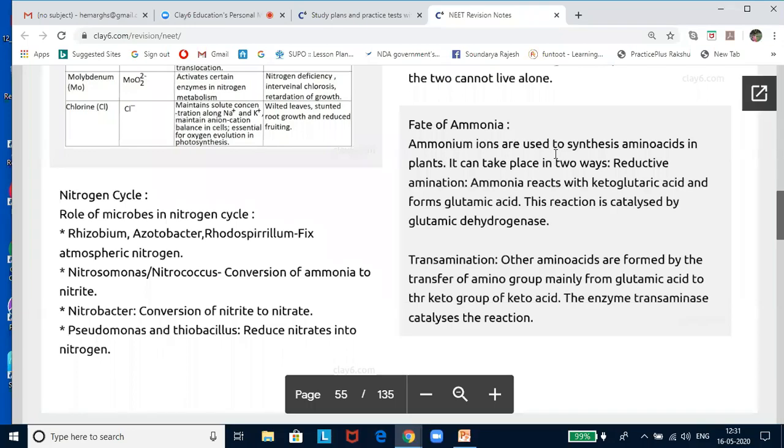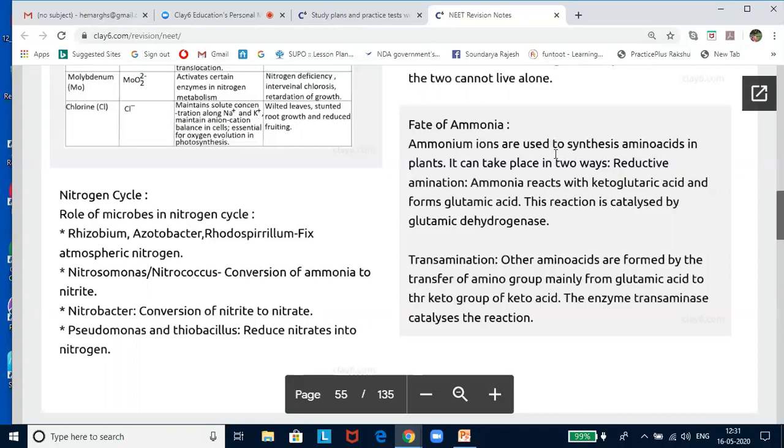Now let us look into the nitrogen cycle. First, in nature, lightning and ultraviolet radiation provide enough energy to convert nitrogen into nitrogen oxides. Decomposition of organic nitrogen of dead plants and animals into ammonia is called ammonification. Ammonia is first oxidized to nitrite by the action of bacteria, namely Nitrosomonas or Nitrococcus, or you will find both of them. The nitrite is further oxidized to nitrate with the help of the bacterium Nitrobacter.